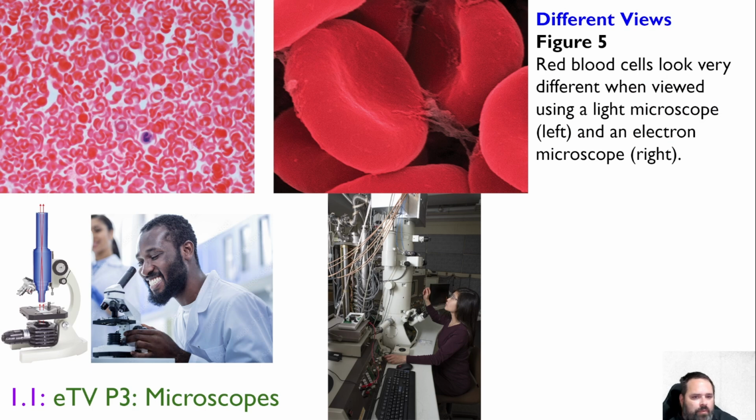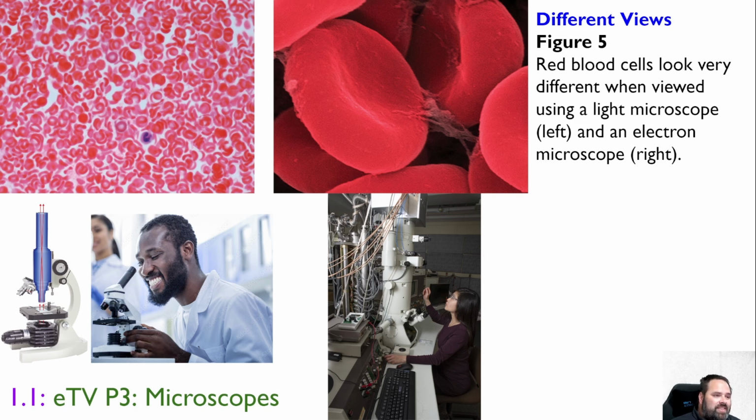In Figure 5, we have a picture of red blood cells. On the left, we see what it looks like in a light microscope. This is probably right around 40-fold magnification. So we can see there are little packets of circular or donut-like objects. On the right, we see much greater detail. We see the image of a red blood cell under an electron microscope. This is probably under about 5,000-fold magnification.